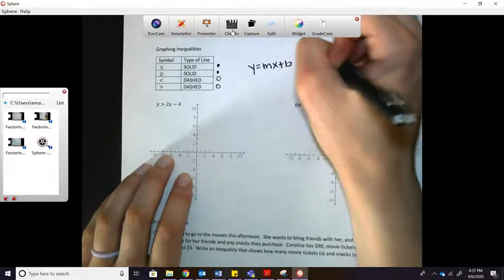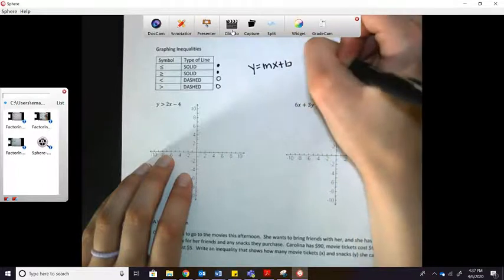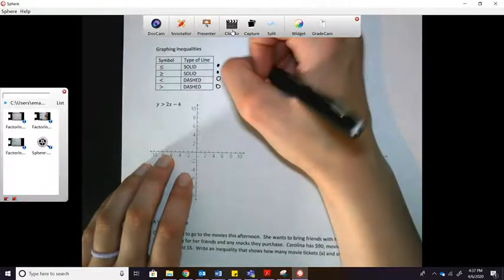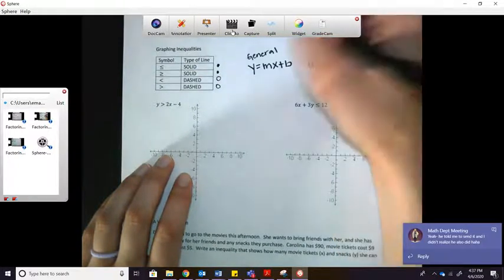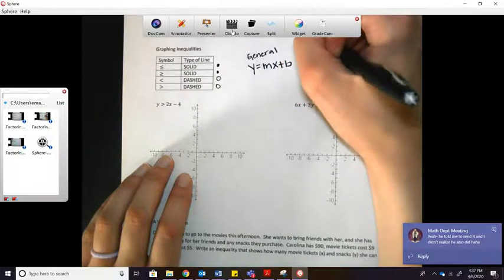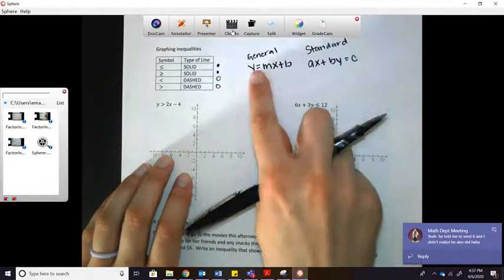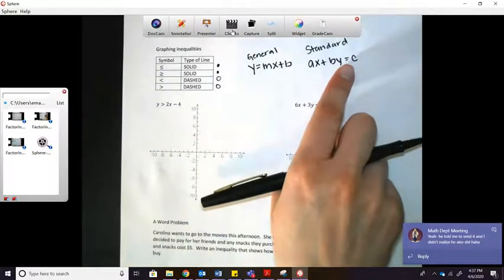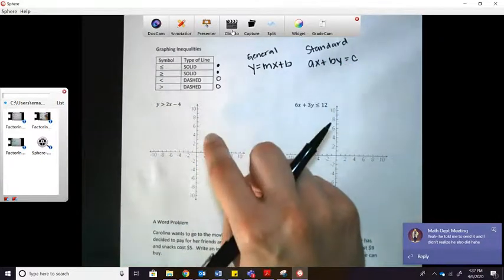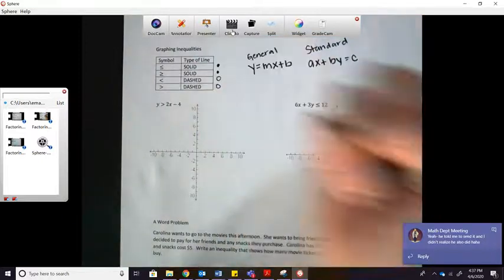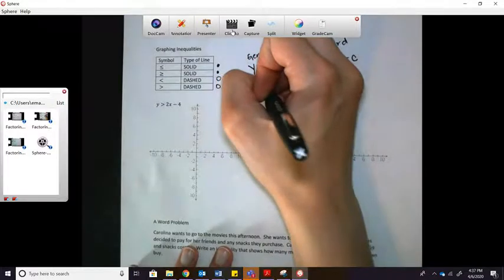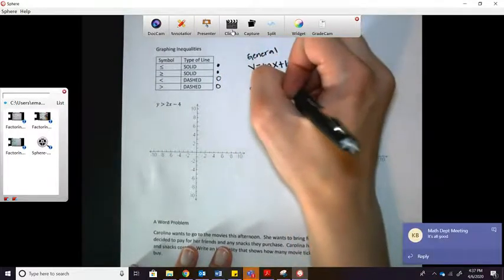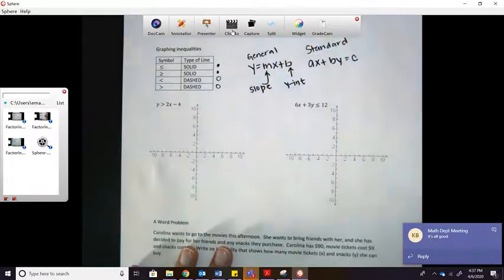Now remember, there are two different ways we can write linear equations. One is called general form, and one is called standard form. We can do both of these with inequalities. All we do is replace the equal sign with an inequality symbol. So if we look at our first example, this is in general form because it's y equals mx plus b. If you remember, m is your slope and b is your y-intercept. Those two are important for graphing lines.